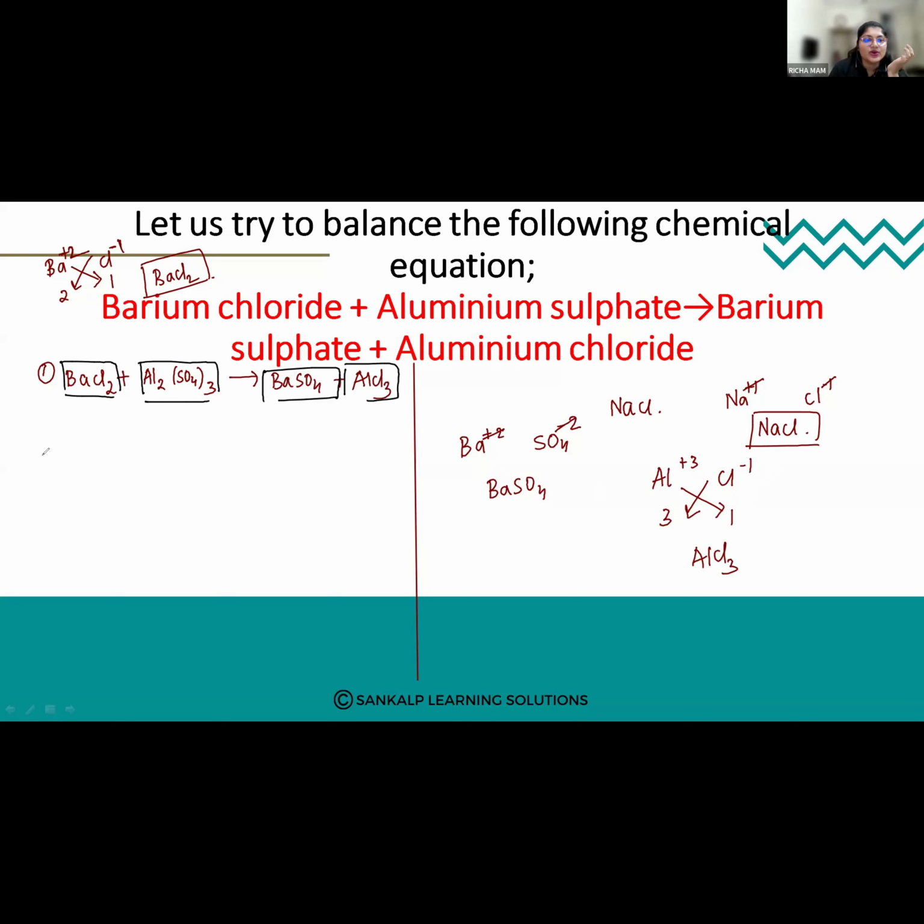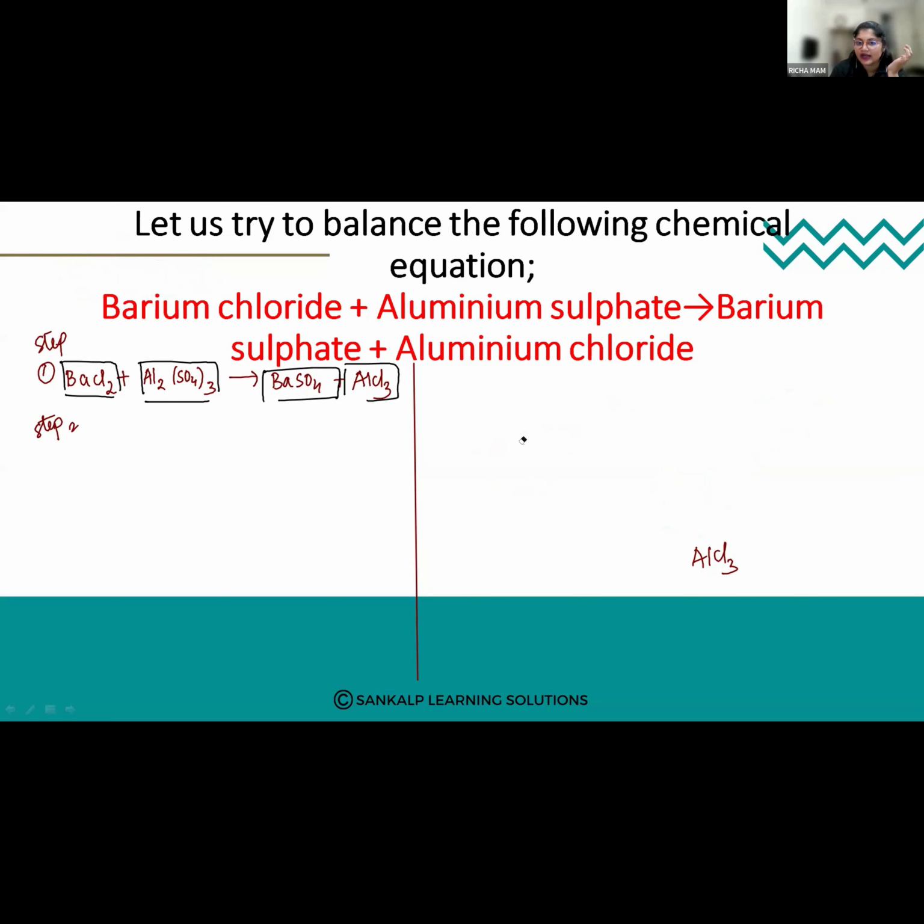Okay, next step is what? Count the number of atoms of each element. So this is step 1. Step 2, I hope how to write the formulas is clear. Yes, when you have the same charge, it will get cancelled off. When you have unequal, write the numbers below that and you have to crisscross. Okay, fine. Step 2. What is step 2?